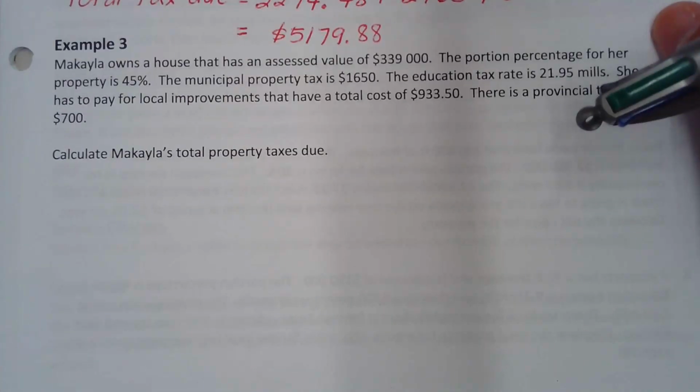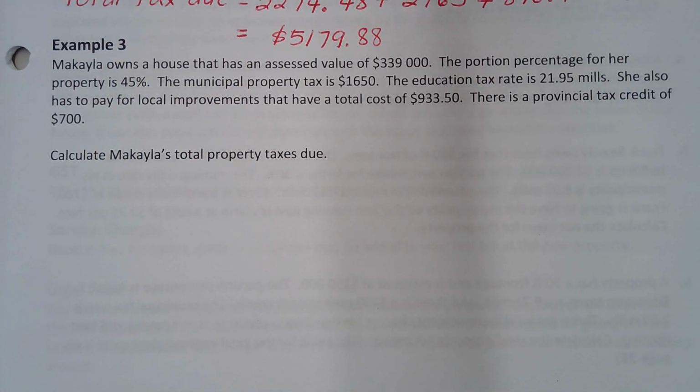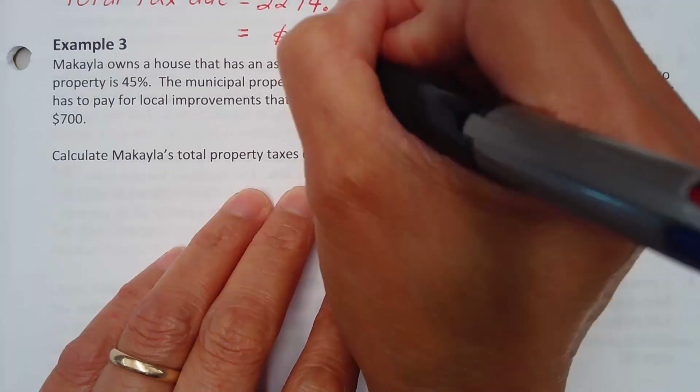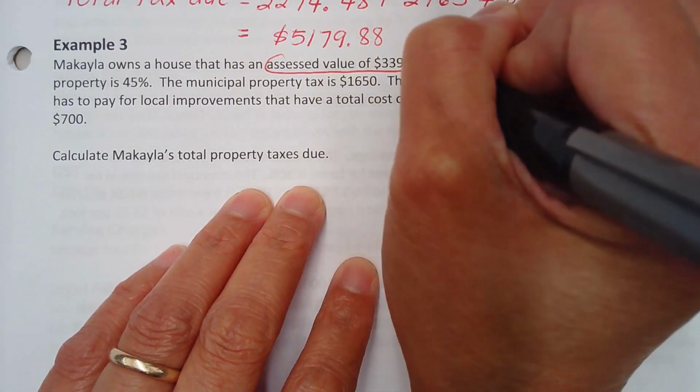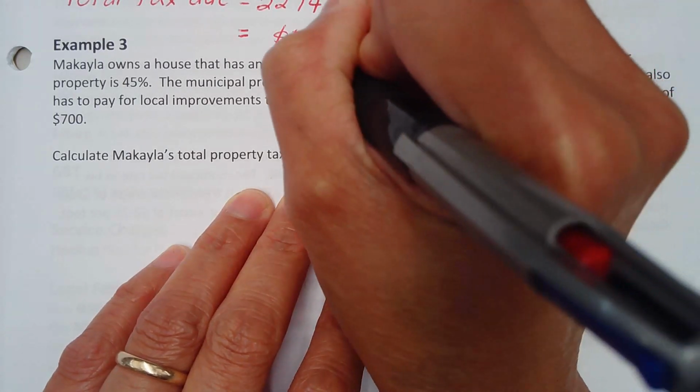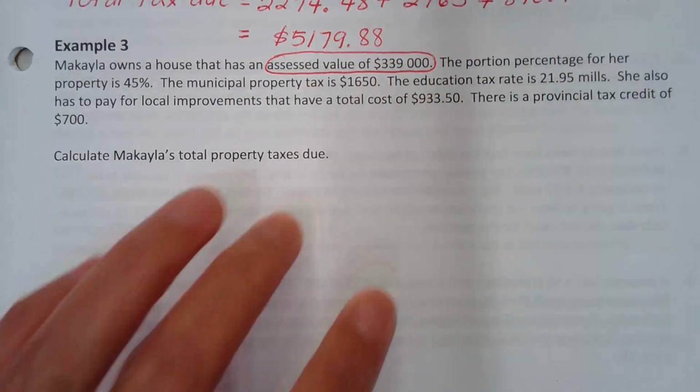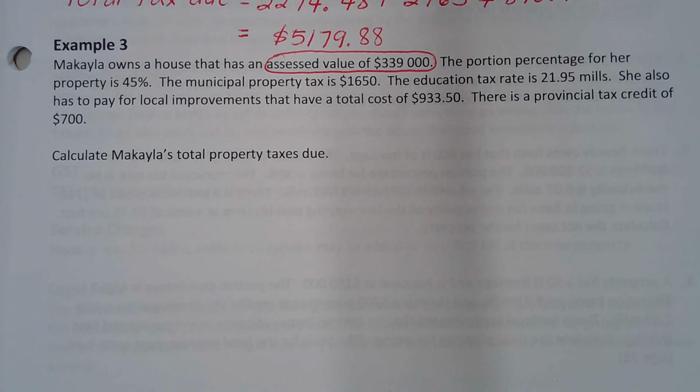Okay, let's do example number 3. Let's see this one. Michaela owns a house that has an assessed value. Okay, I'm just gonna circle that. Already in the back of my mind, that's an assessed value. It's not the portion value. So I gotta do some calculation before we use that number.